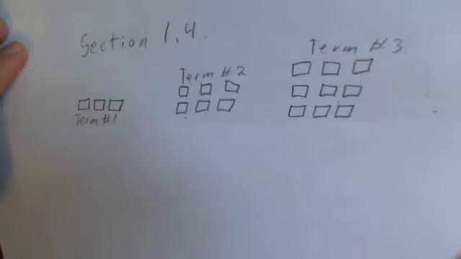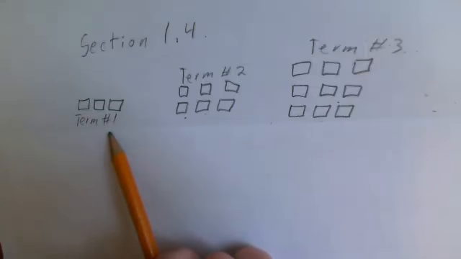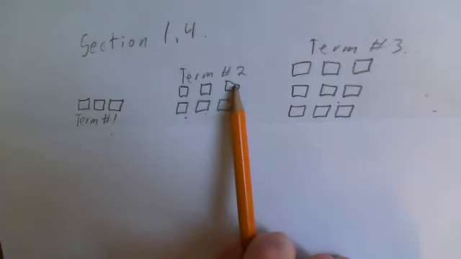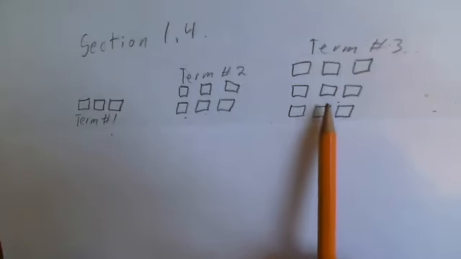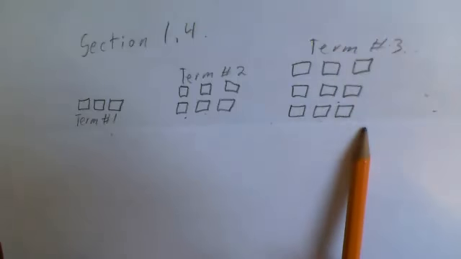Here is your pattern. So this is the first one. We're going to call that term 1. This is the second step in the pattern. We're going to call that term 2 because it's the second step. And this is the third step. We're going to call that term number 3. Can you guys figure out the fourth step? That's right. The next step is term 4.